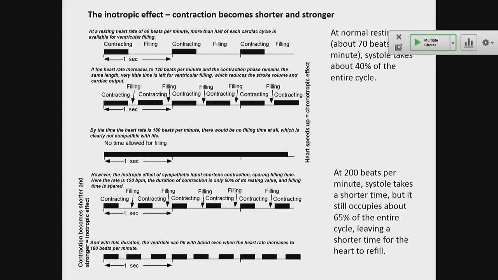Now, if you increase your heart rate and you keep the length of the ventricular systole constant, when you increase your heart rate, that also means your cardiac cycle gets shorter, okay? So if you go from 60 beats per minute, where you have 1 second for one beat, to 120 beats per minute, that means you only have half a second for one beat, okay?